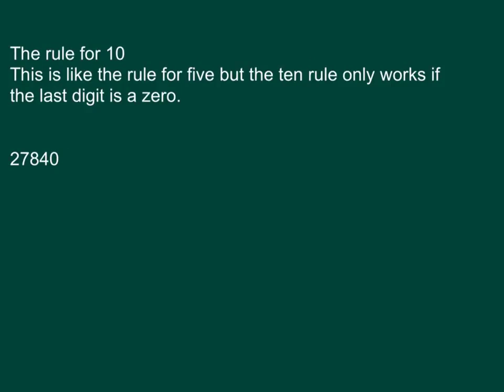The rule for 10 is just like the rule for 5. You just have to look at that last digit. In this case, it's real easy. It only has to have a 0. So if the last digit is a 0, it is divisible by 10.